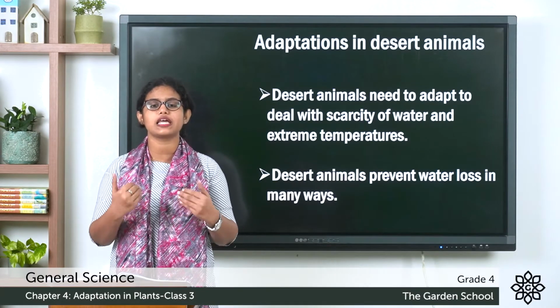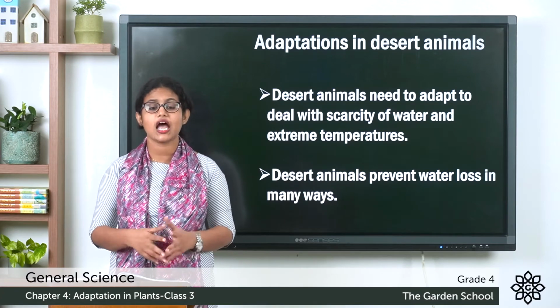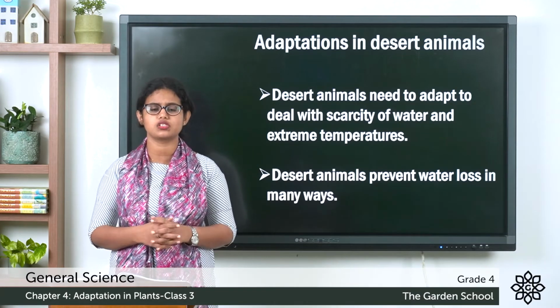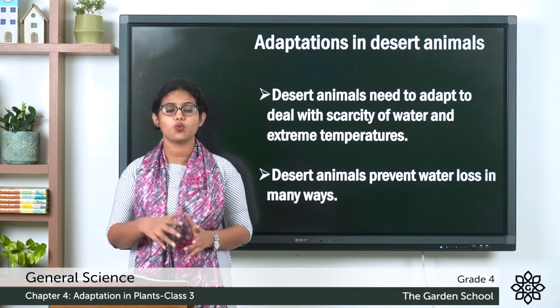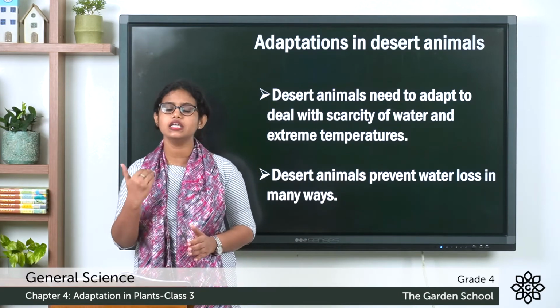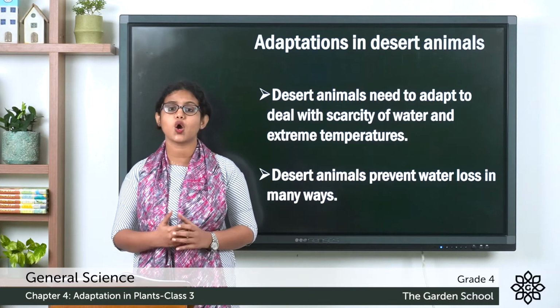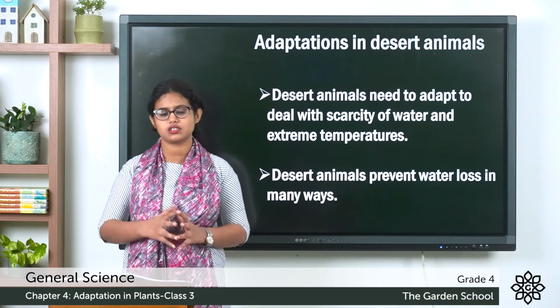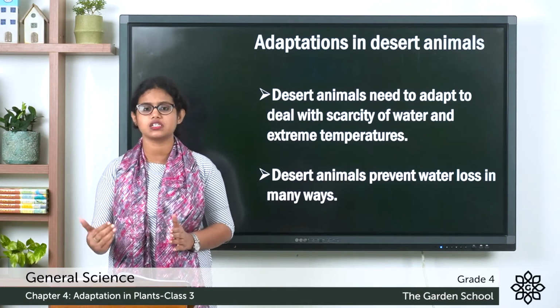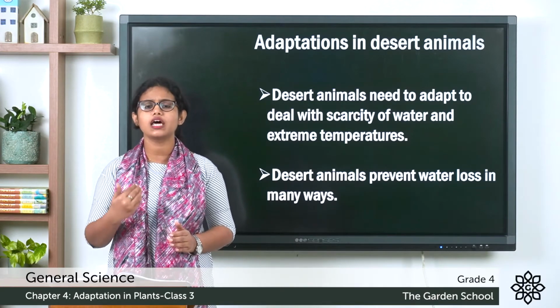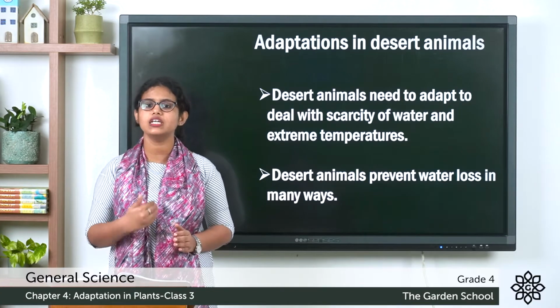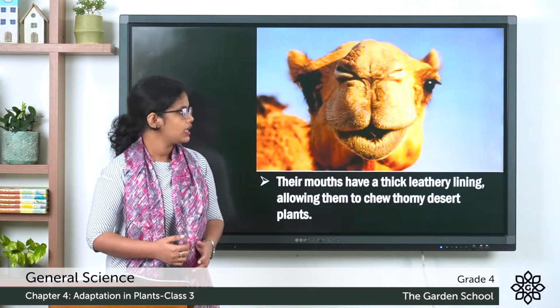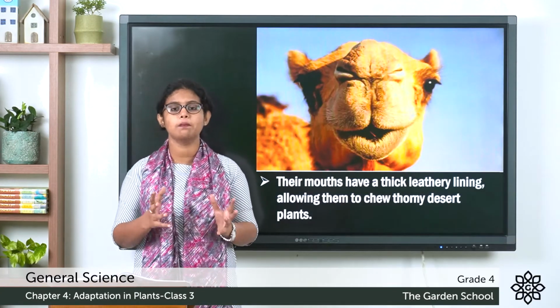So the animals that live in the desert have some special body features that help them to survive in the desert. One such animal is the camel, which is called the ship of the desert. Camels live in the desert, and let's see what body features help them to survive there. Coming to the first one, their mouth.